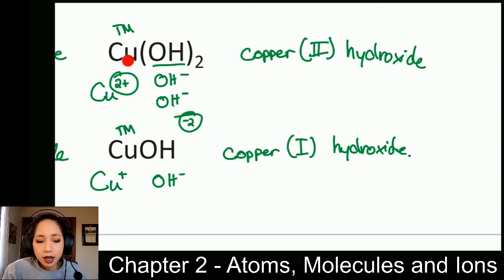So this is how we distinguish the charges of transition metals. In the first case, the charge on copper is 2+, so we need 2 hydroxides to balance it. That's how we indicate it in its name, copper 2 hydroxide. In the second example, we only have 1 hydroxide in this formula unit, so copper needs to only have a charge of +1, so we call it copper 1 hydroxide.